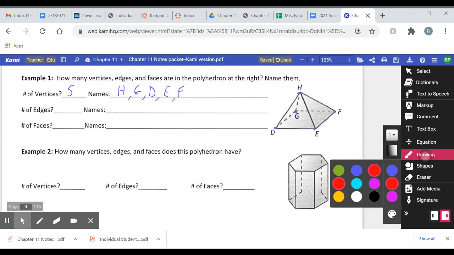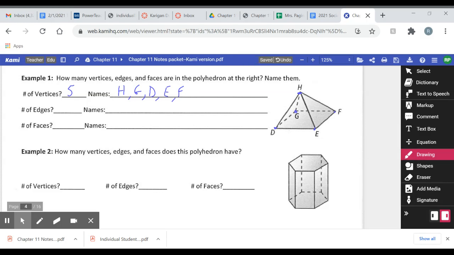All right, next up are the edges. Think about how many edges there are. Again, that's where two faces meet up with each other. It's a line. So we can see DE is 1. We can see EF is 1. You can see GF is 1. And we can see DG is 1. We can also see that HE is 1, going from that top vertex down to the base. We can see HF is 1.